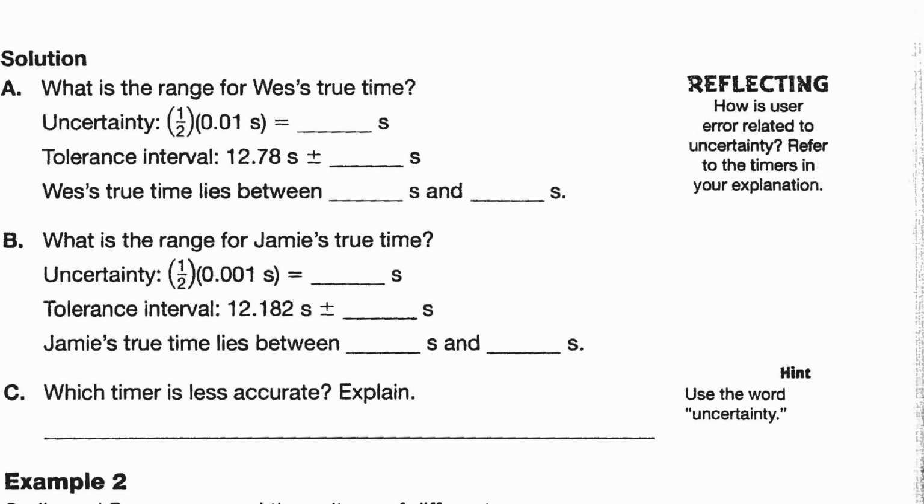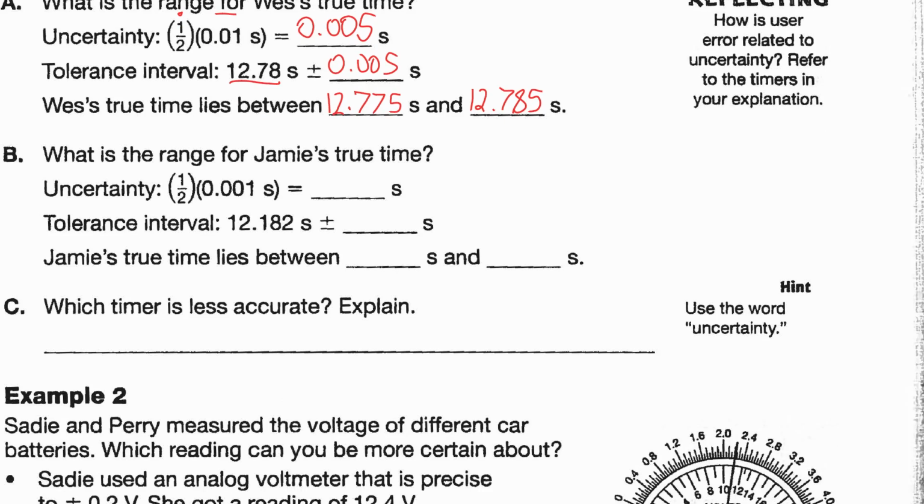Solution. What is the range for Wes's true time? So uncertainty is half times 0.01. Type that into your calculator. That'll be 0.005 seconds. The tolerance interval means his time plus or minus 0.005. Wes's true time lies between 12.775 and 12.785.